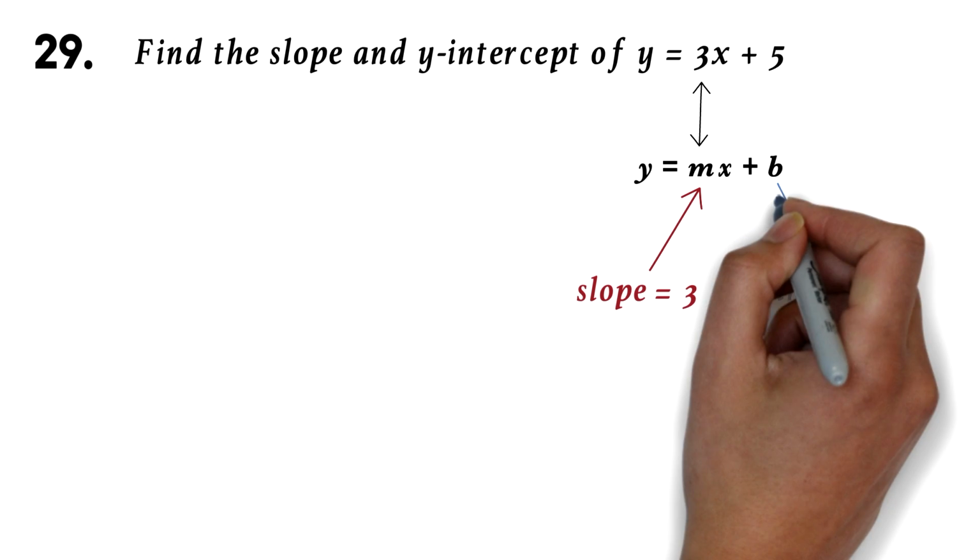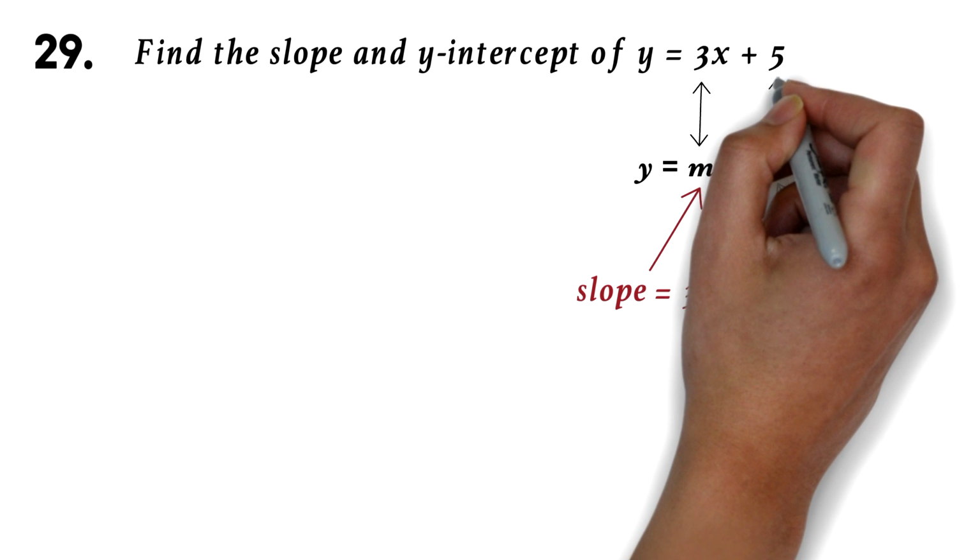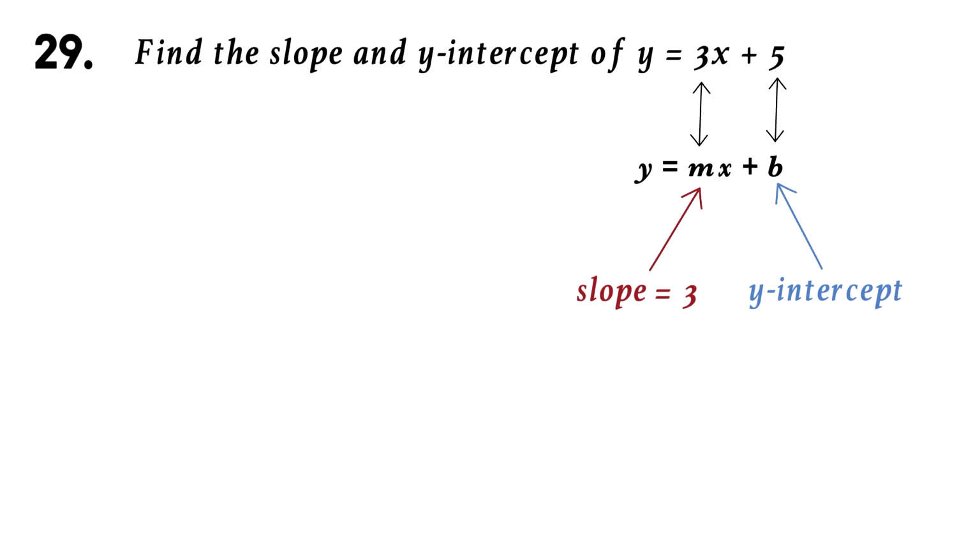The y-intercept is the b. This is the constant, or simply put, what is without the x. So here, the 5 will be our y-intercept. Slope is 3, y-intercept is 5.